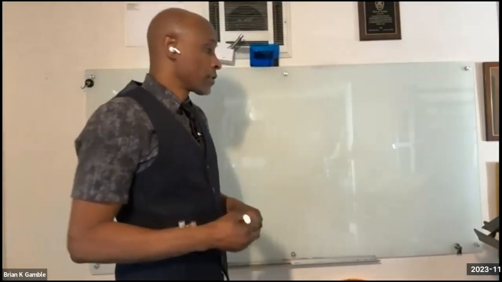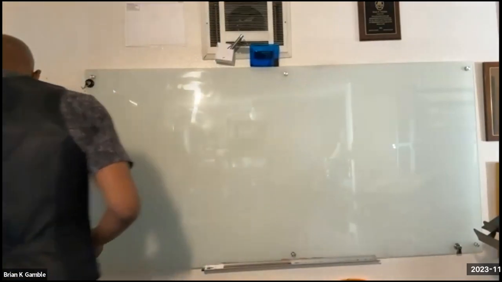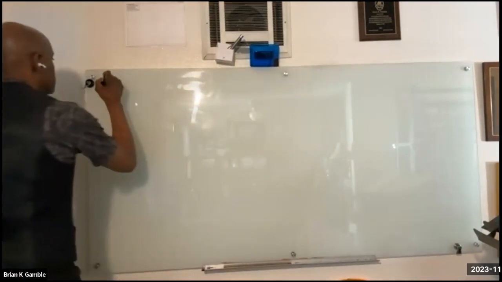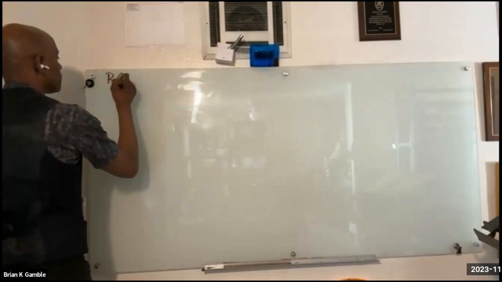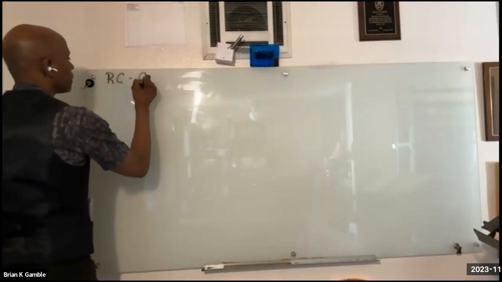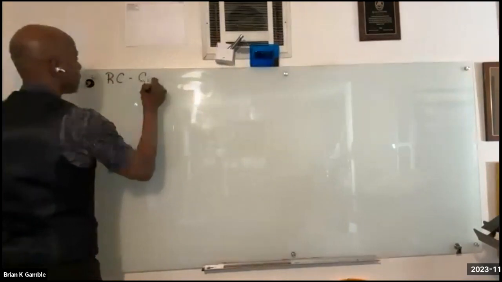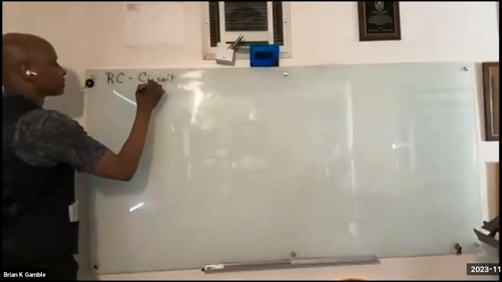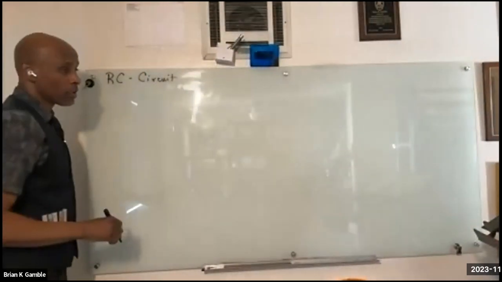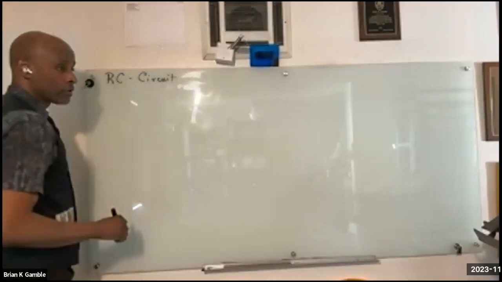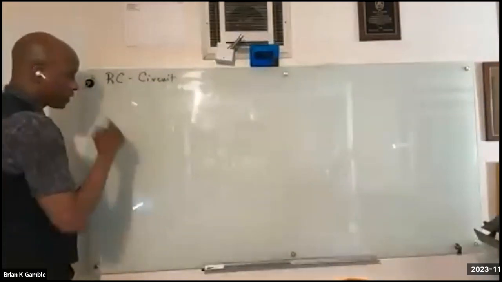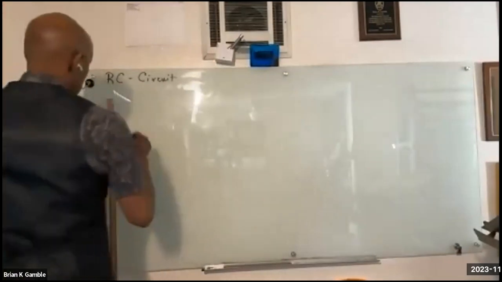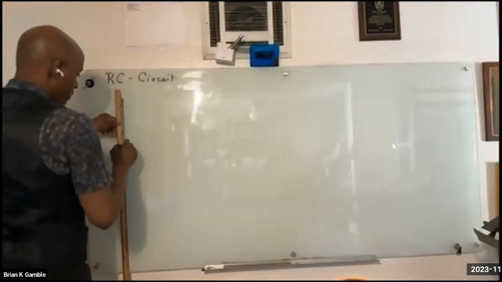Okay, so RC circuits. We start with both the resistor and the capacitor in the circuit and just a DC battery. So it's going to look something like this.